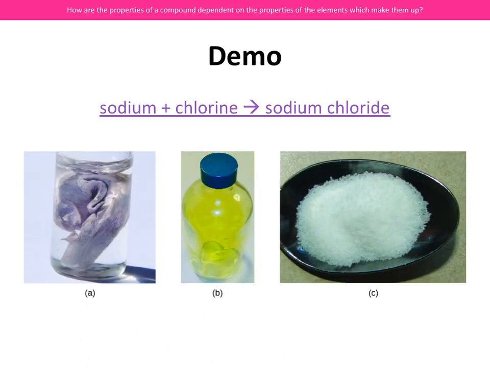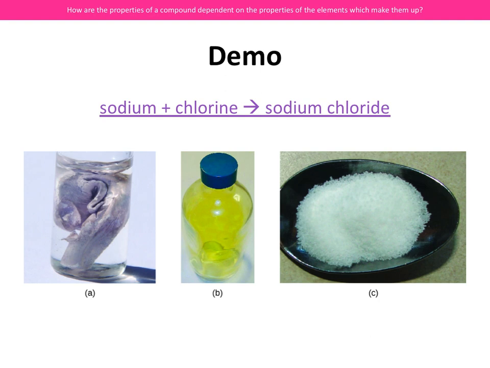So if we think about that in a specific reaction, we could be reacting sodium and chlorine together to make sodium chloride. So you can see them right in front of you there. So it's maybe not super clear in image A, but that sodium is a metal. It's being stored under oil actually because it's very reactive. Chlorine there is a gas, and then sodium chloride is a white solid.